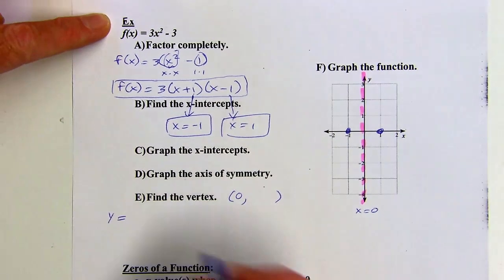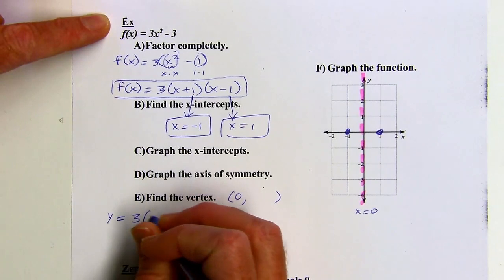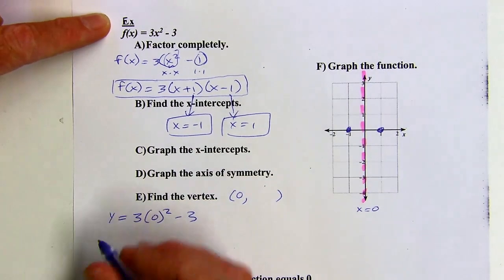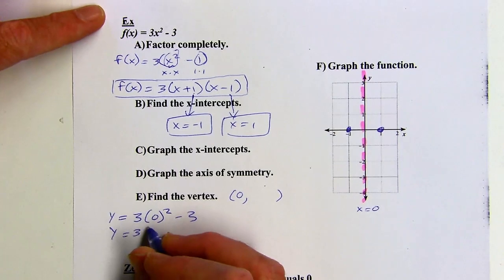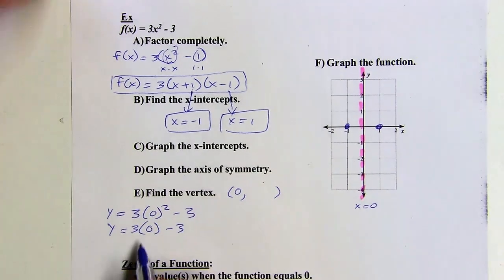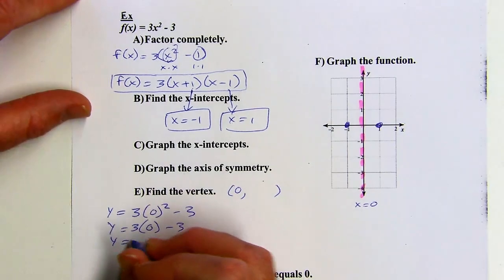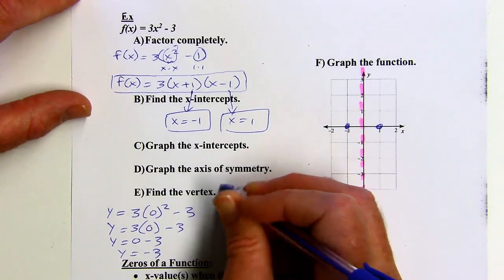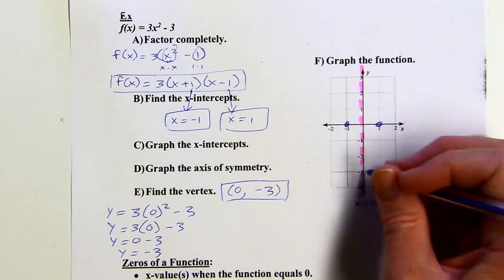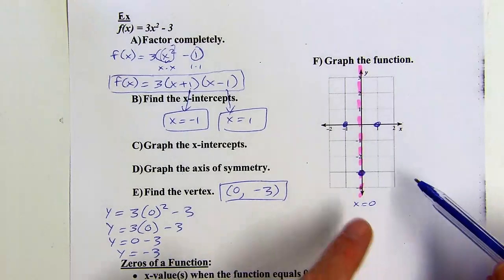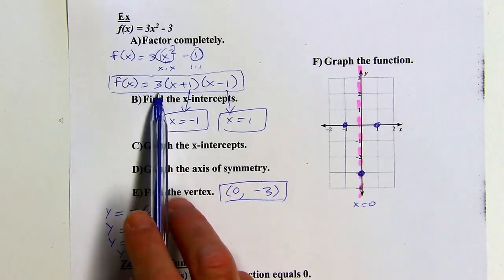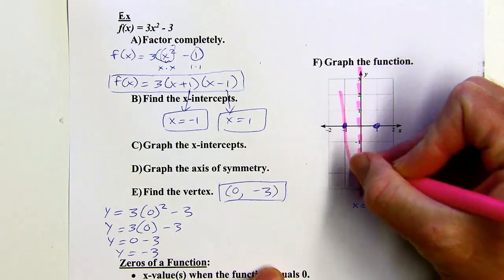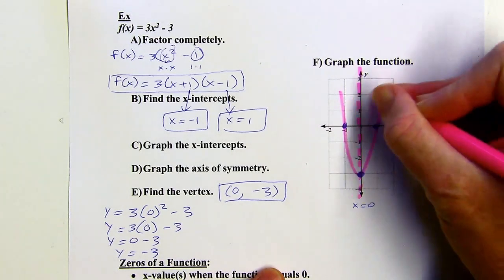Okay, and I just like to use y for this because I'm looking for a y-coordinate. So I'm plugging in 0 for x. Using PEMDAS, I do the exponent first. 0 squared is just 0. And then 3 times 0 is 0. And then I get negative 3. Okay, so there is my vertex, (0, -3). Now I can see this one is going to open up, which makes sense because the a is positive. And there is my graph.